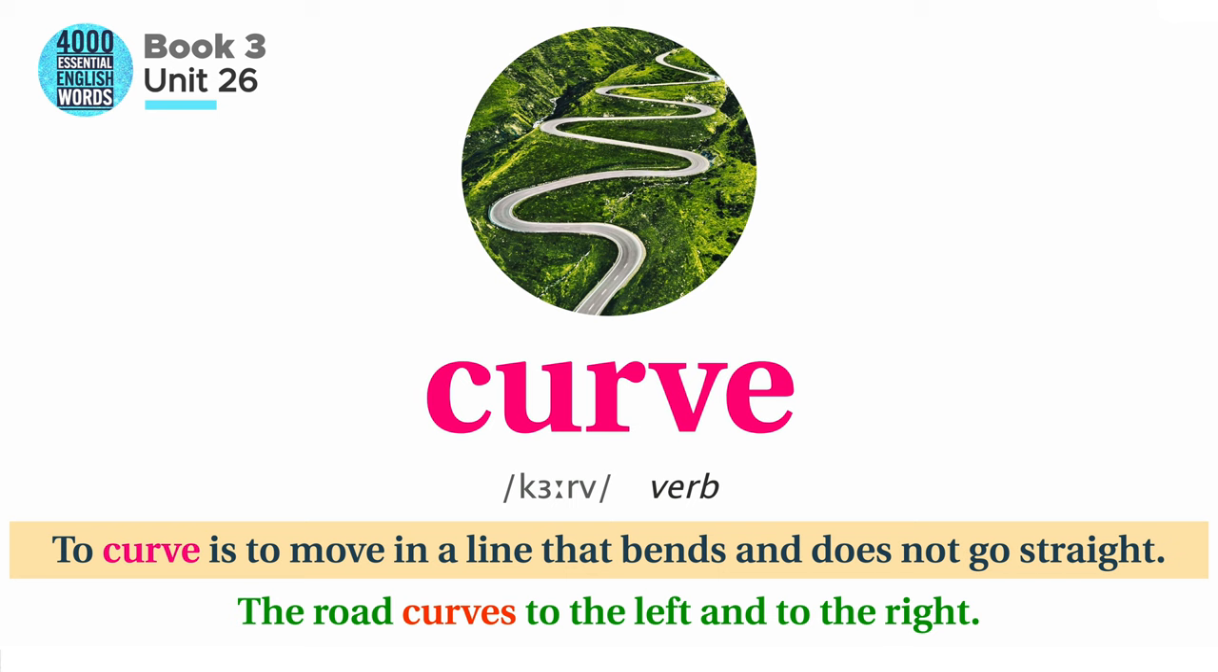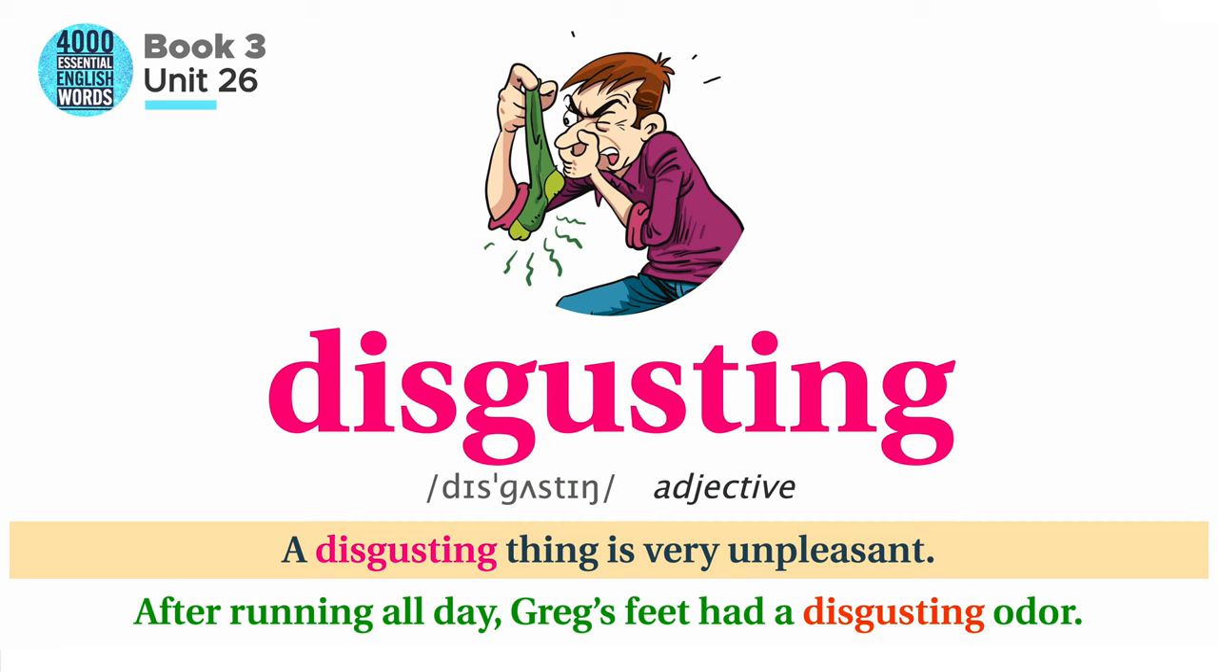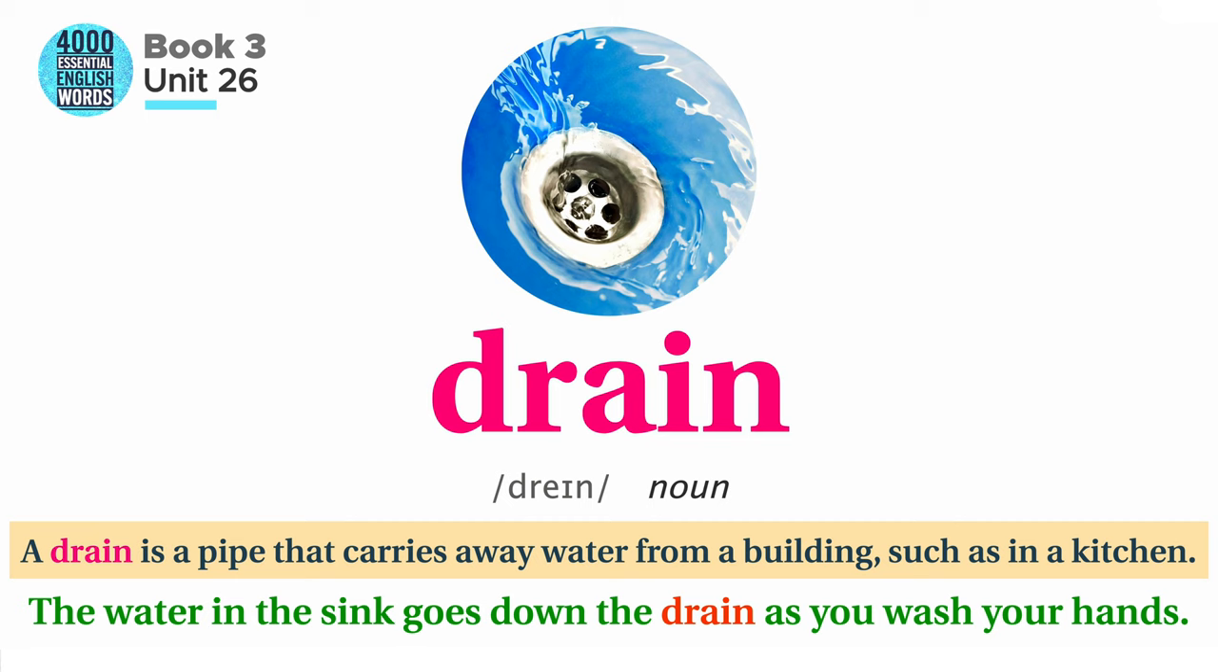Curve. To curve is to move in a line that bends and does not go straight. The road curves to the left and to the right. Disgusting. A disgusting thing is very unpleasant. After running all day, Greg's feet had a disgusting odor. Drain. A drain is a pipe that carries away water from a building, such as in a kitchen. The water in the sink goes down the drain as you wash your hands.